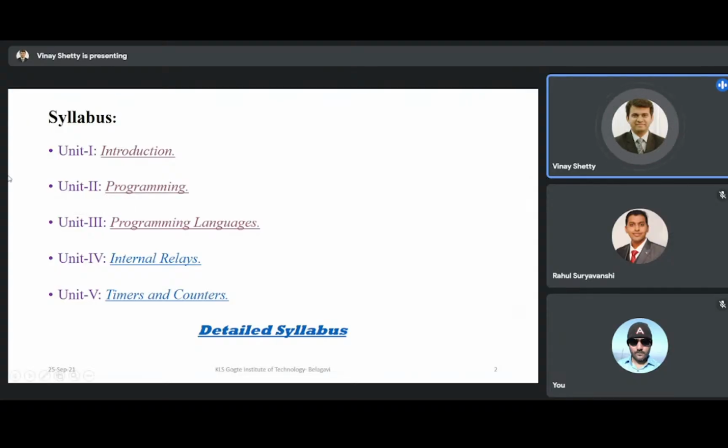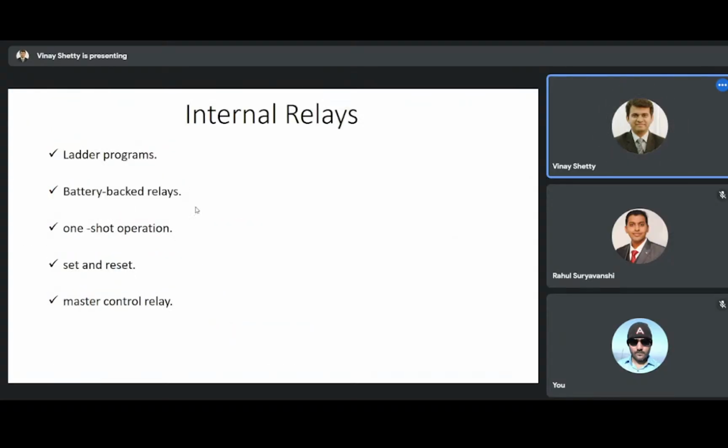Okay. Then we'll study about the internal relays. In internal relays, we'll study about the ladder programs, battery backed relays, one shot operation, then rising trigger and falling trigger, that is also there, set and reset function. Then you have a master control relay which could be used in order to have a control over the entire system parameters and to shut down the entire system by using a master slave arrangement.